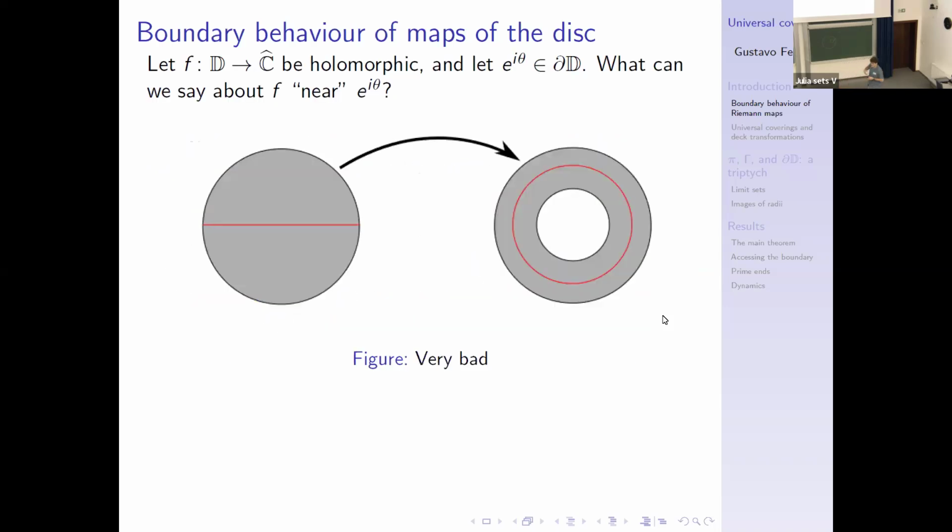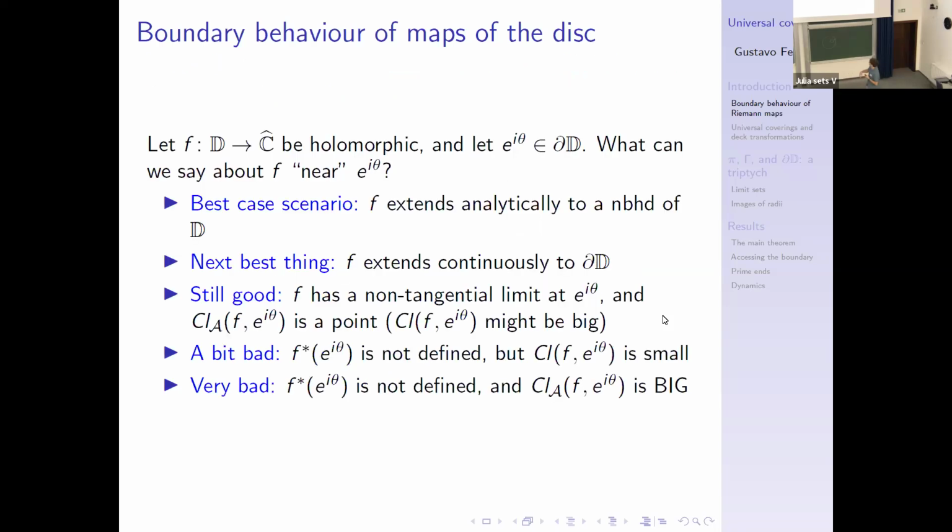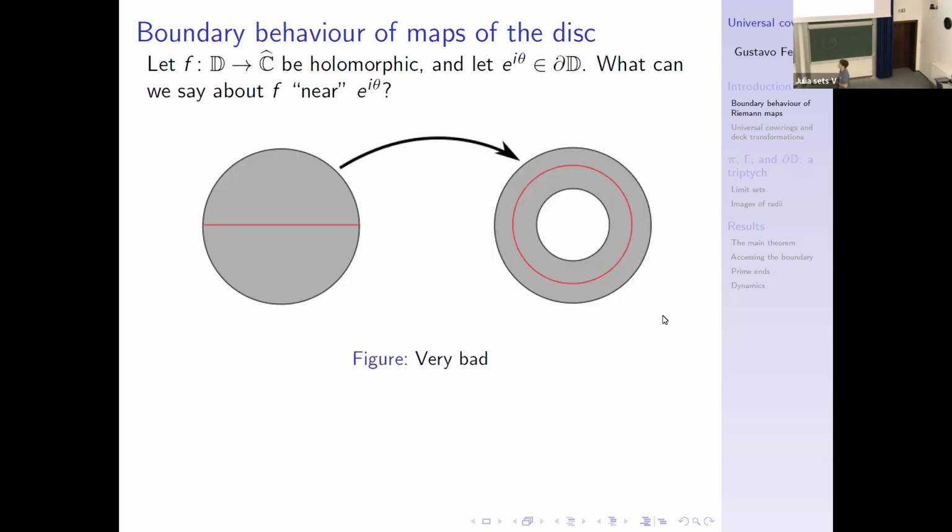And finally, things might get very, very bad, such as in this case, which is the universal covering of an annulus. In this case, what happens is that this red diameter here is mapped infinite to 1 onto this red circle here, right? So as I get close to here, the image is just going to wrap around, around, around, around. So the non-tangential limit set is not defined, and the angular cluster set is going to be very big. It's going to be the whole open annulus here.